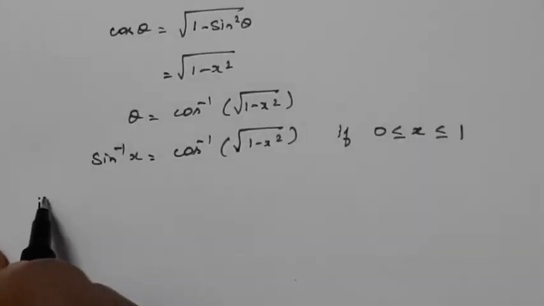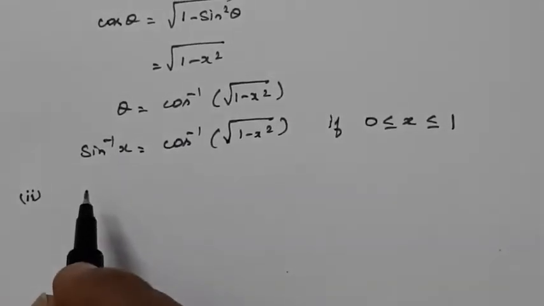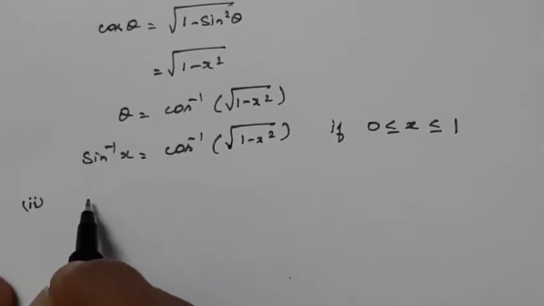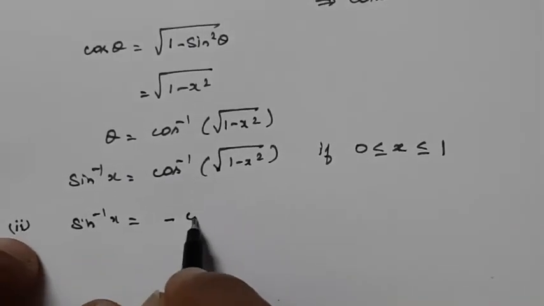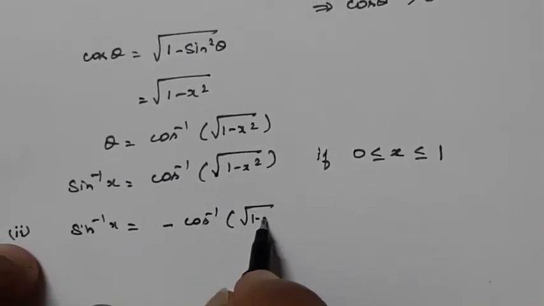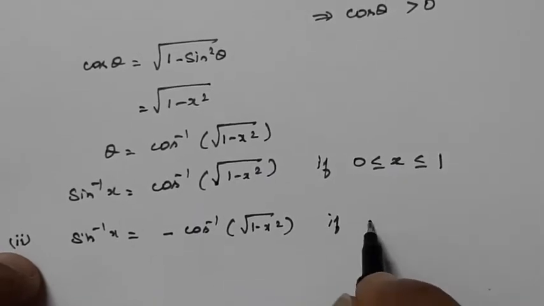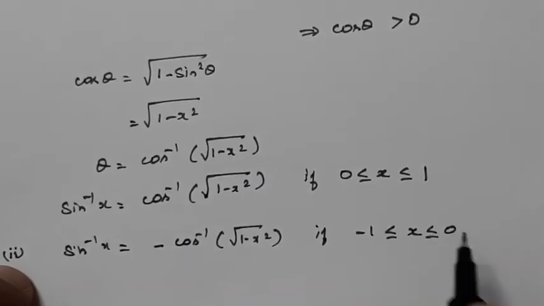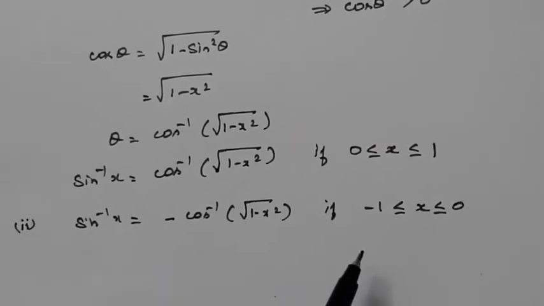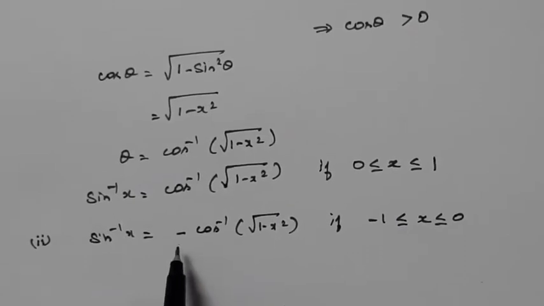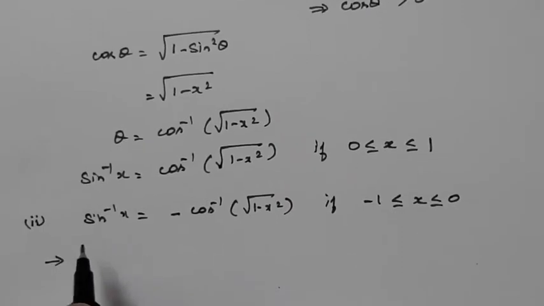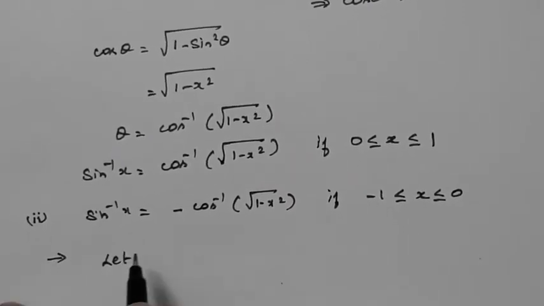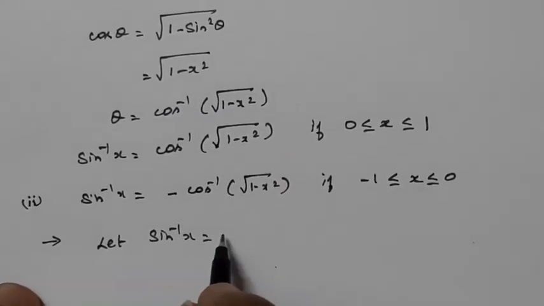Now, what is the second one? Second one is sin inverse of x is equal to minus cos inverse of root of 1 minus x squared if minus 1 less than or equal to x less than or equal to 0. That means that if x lies between minus 1 to 0, sin inverse of x is also expressed as minus cos inverse of root of 1 minus x squared. So, in order to prove this, as usual, let us take that sin inverse of x is equal to theta.